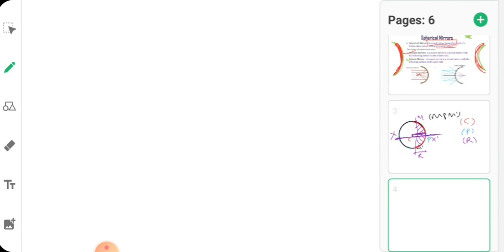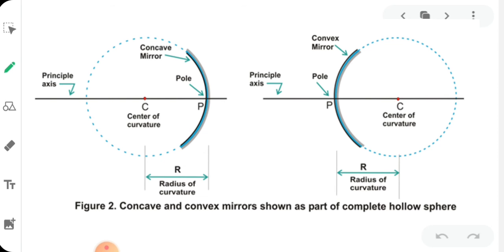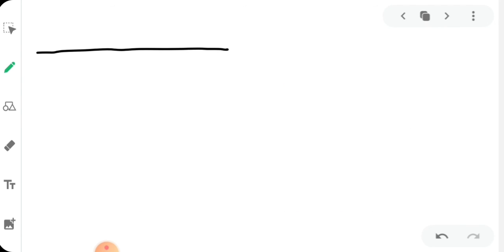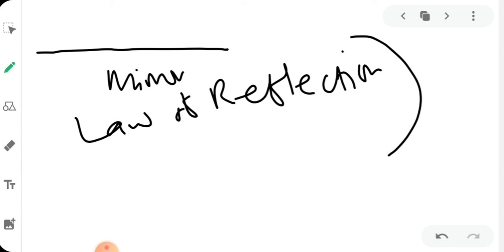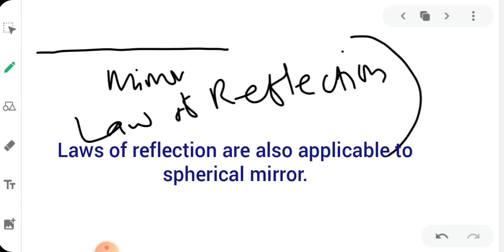while we are talking about the spherical mirrors, there are some important things that we should note, that are the laws of reflection which are applicable for the plane mirror. This is a plane mirror. Then similar laws are applicable, they are also applicable to the spherical mirror too. The laws of reflection, let me write here, laws of reflection which are applicable in the plane mirror. They are similarly applicable to the spherical mirror too.